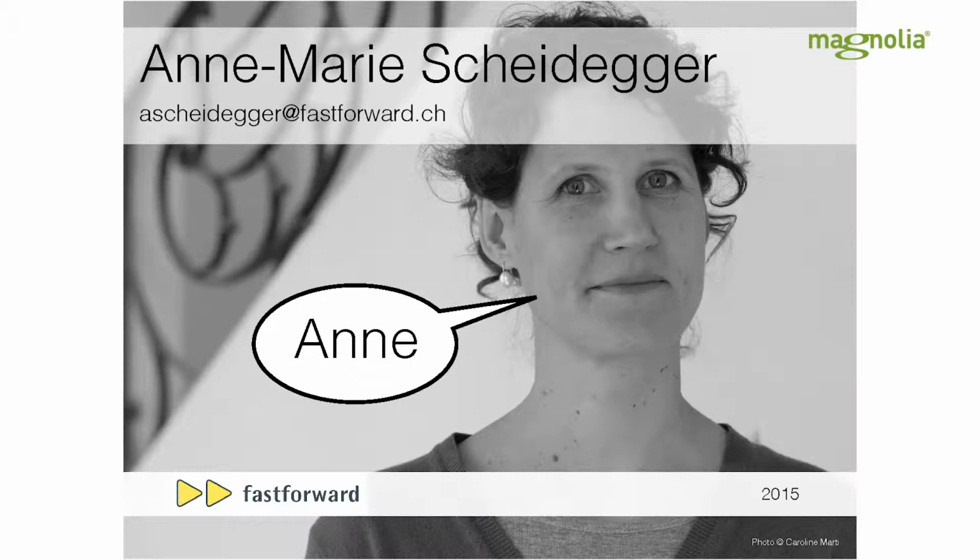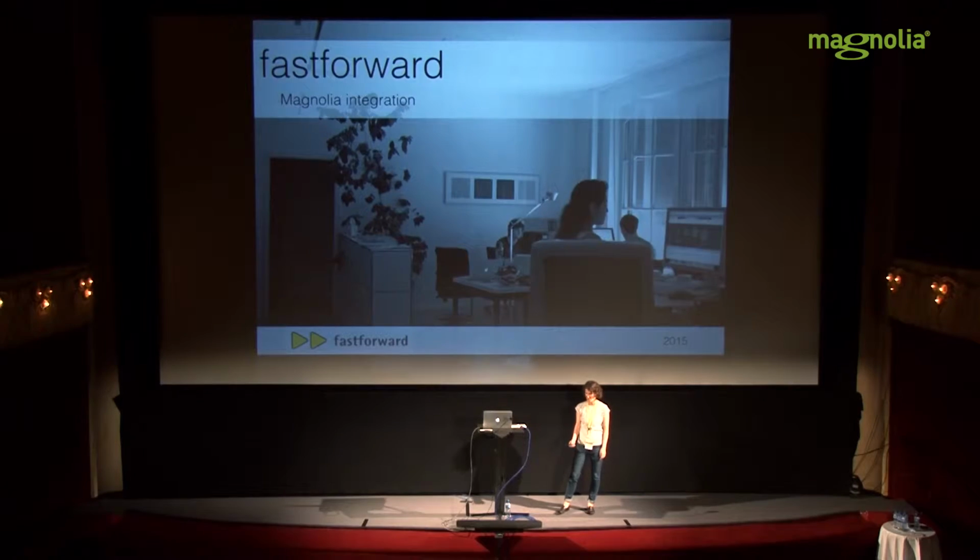I'm Anne. Feel free to write if you still have questions after today's talk. We're Fast Forward, based in Bern, Switzerland. We do mostly Magnolia integrations, almost exclusively, with mobile and Internet of Things applications thrown in.